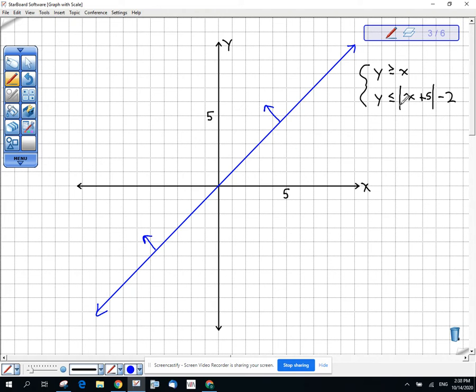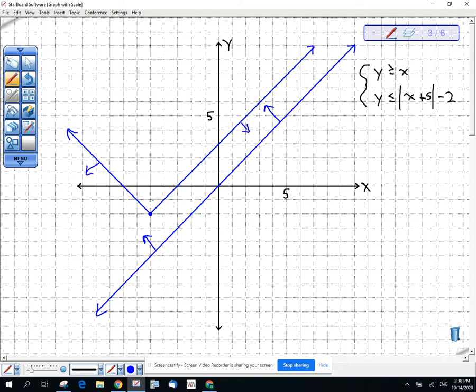Okay, and then here's the other one. The vertex here would be negative 5, negative 2. Negative 5, negative 2 is here. This one's going to open up, not down. Unlike the last one, this one opens up. So watch what happens when I graph it like so, and then like that. Okay, and the shading less than would be this way.